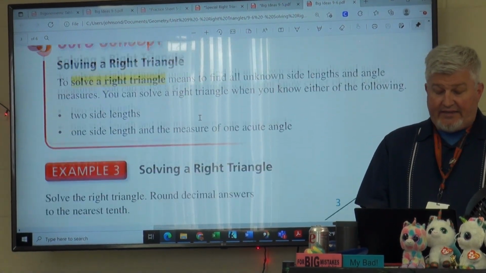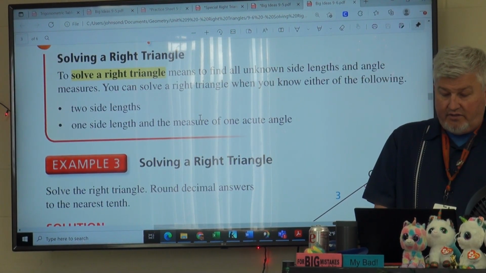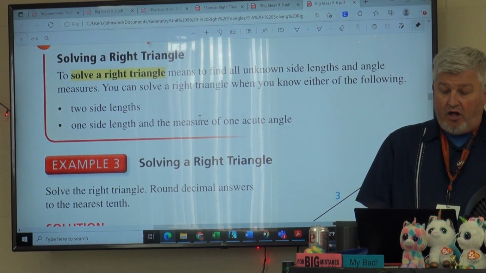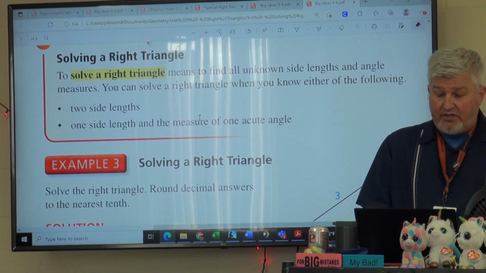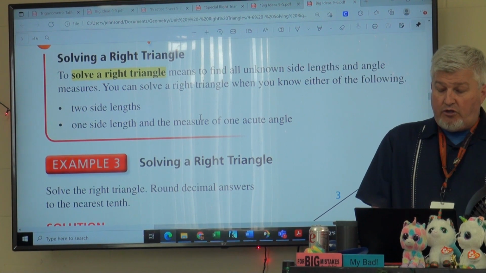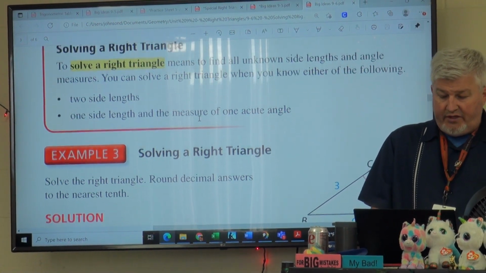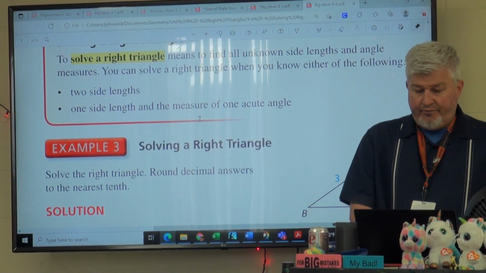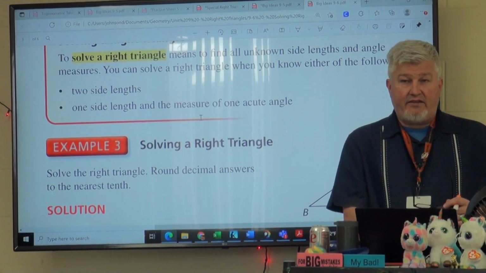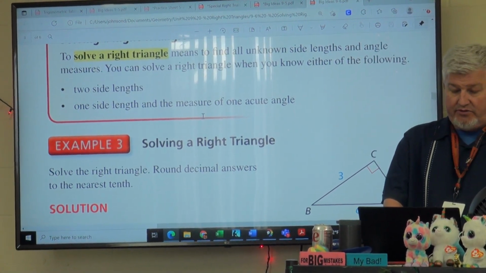Alright, now we move on to the next topic, solving right triangles. To solve a right triangle means to find all unknown side lengths and angle measures. You can solve a right triangle when you know either of the following: 2 side lengths, or 1 side length and 1 angle measure of the acute angles.